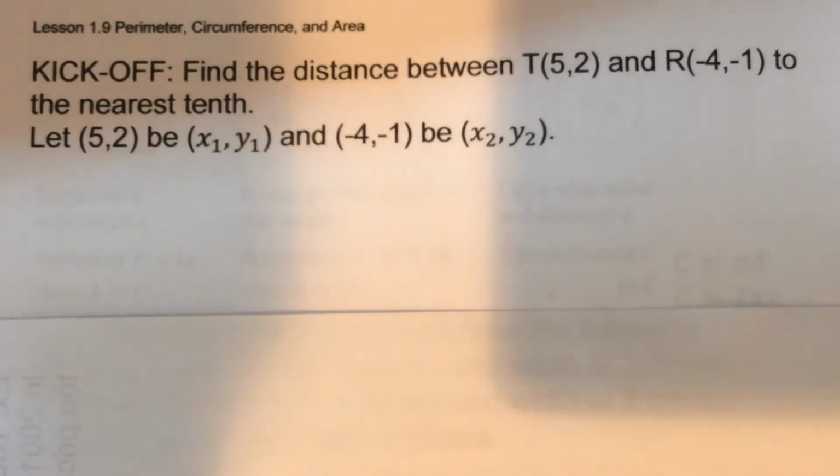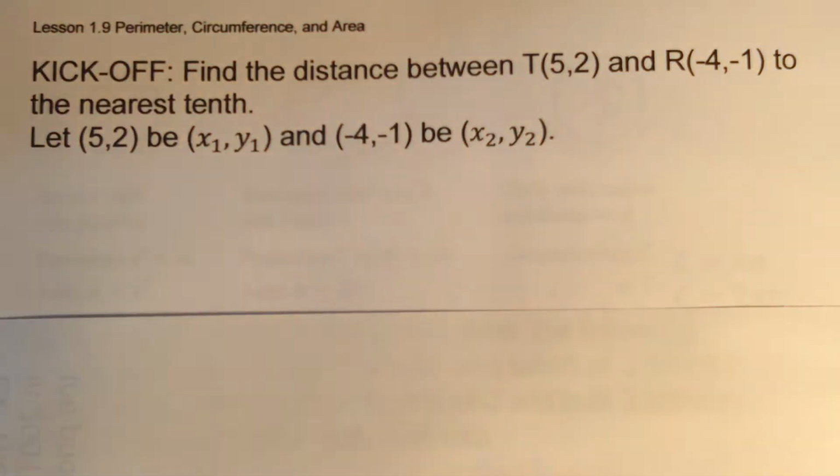All right. So, last lesson of chapter 1. Looking at perimeter, circumference, area is what we'll be getting into. But before we do that, if we look back at our last one, we talked about distance and midpoint. So let's find the distance between these 2 points to the nearest tenth.